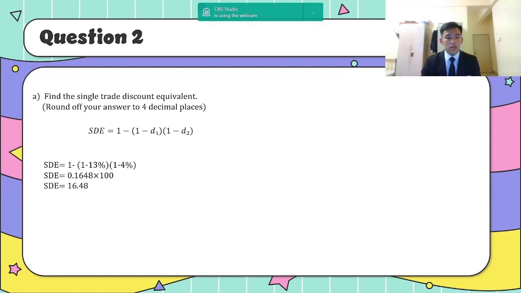SDE is equal to 1 minus bracket 1 minus D1 bracket 1 minus D2. SDE is equal to 1 minus bracket 1 minus 13% bracket 1 minus 4%. SDE is equal to 0.1648 multiplied by 100. SDE is equal to 16.48%.